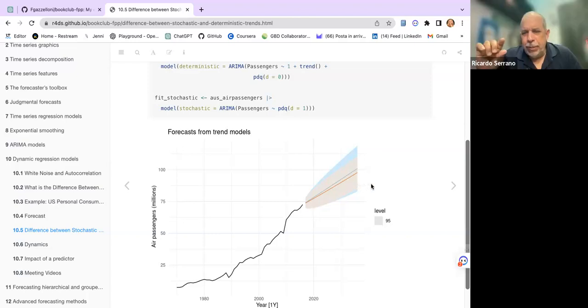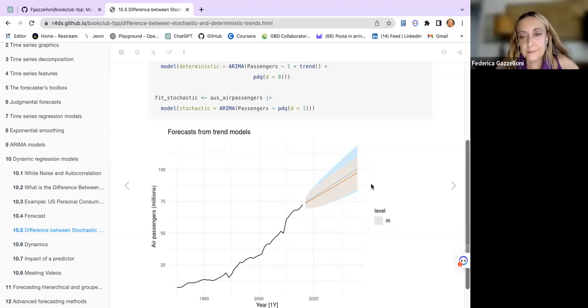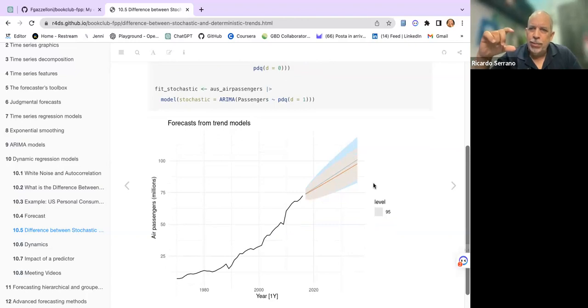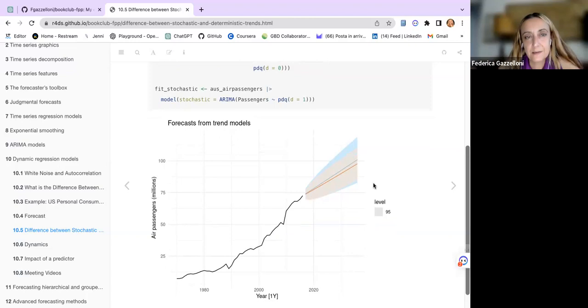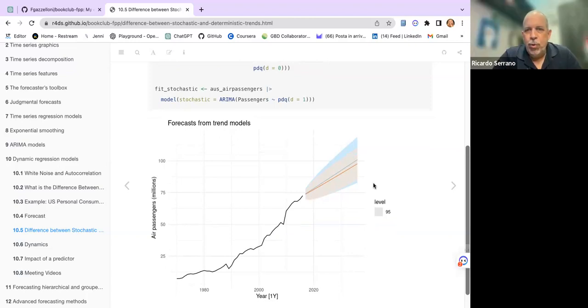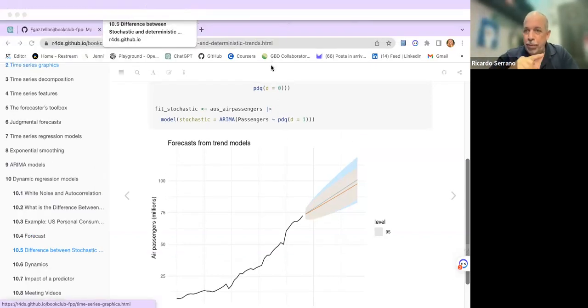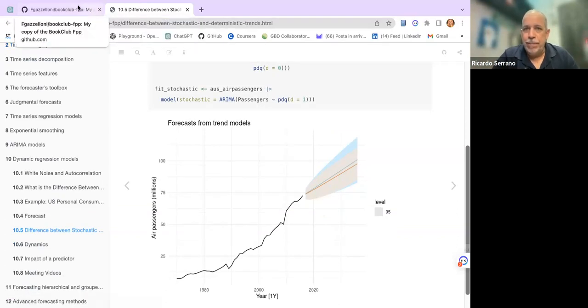I think what we're trying to say, Federica, is that in one of the models the confidence intervals are a little bit narrower than the other model. The other model, the confidence interval is a little bit wider. In other words, it has more variance. One thing to notice is that both of them are trying to model this time series, which is non-stationary because it has a trend. This is the airlines passenger data set. It has a trend because it's going up. It doesn't have a seasonality.